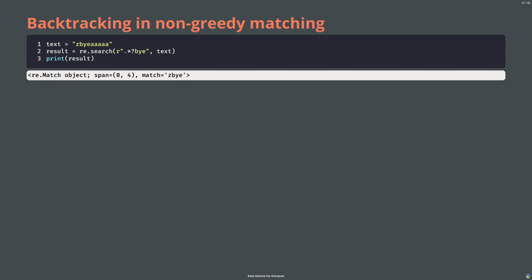Non-greedy quantifiers also backtrack, but in the opposite way. If they match too few characters and the rest of the pattern cannot match, they expand the match by one character at a time and try again. For example, using the lazy quantifier .*?by on "z by AAAA", it first tries to match nothing and then adds characters step by step until it finds "z by".